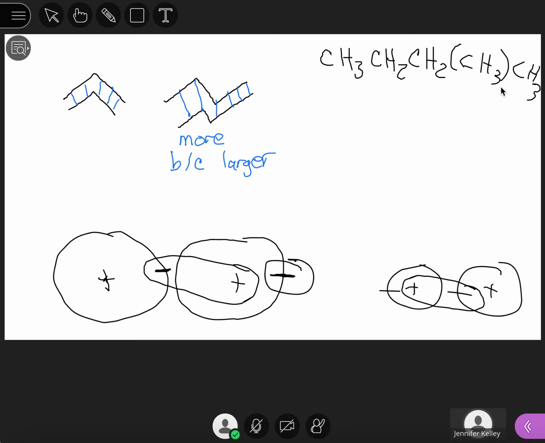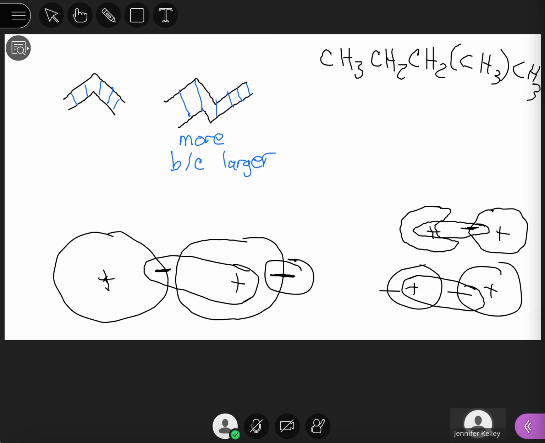Sometimes you may even see the pictures drawn kind of like this. You've got an atom, and then they draw it almost moon-like, and you see how there's not a lot of electron density on the one on the left there. It looks like Pac-Man. So you'll see it drawn both ways sometimes.